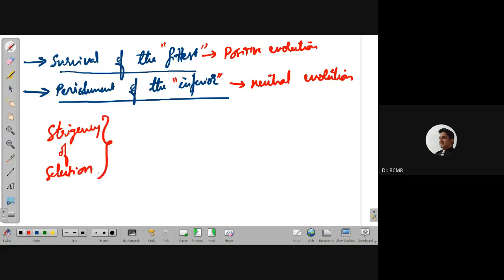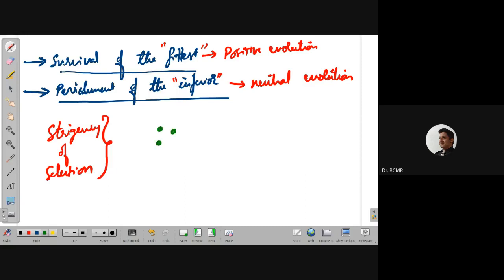That is the degree with which nature is posing stringency or difficulties to the organism. I will try to use a concept from a microbiology point of view. It is simple and easy to understand.